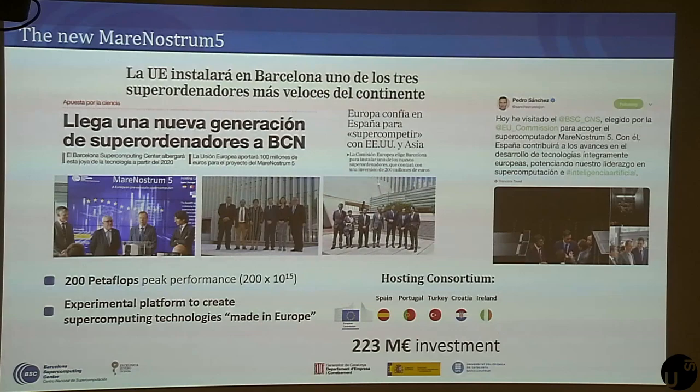So with this new computer, we would reach these 200 petaflops of peak performance, which is more or less what they have in the US right now. But I think the technologies here will not be GPUs, it will be more CPUs. The idea is to have this experimental platform to create supercomputer technologies in Europe, meaning processors, et cetera, would be at least designed in Europe. I don't know how that will work out, but let's see.